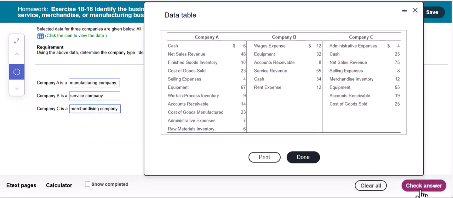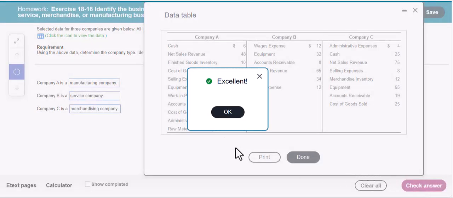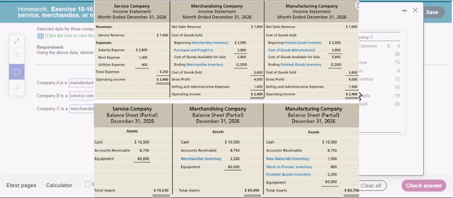Let's go ahead and check our answer. Excellent. Before moving on, make sure you're familiar with the types of accounts that appear on the income statement and the balance sheet for the different types of companies, whether they sell services, sell merchandise that they did not make, or are a manufacturing company, which means they actually did make the product.